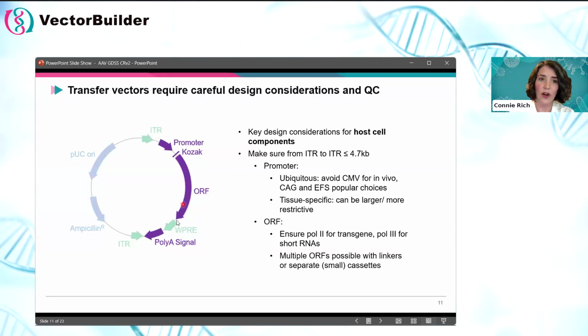And one additional note for ORFs is that we have a pretty simple setup here, but even with AAVs, even with this restrictive space, you can have pretty complex vectors that allow for expression of multiple components. So you can have multiple ORFs that are separated by linkers, or you can even have an entire small cassette where you have a promoter, ORF, poly A, and then another promoter, ORF, let's say an RNA, and then another poly A or another terminator.